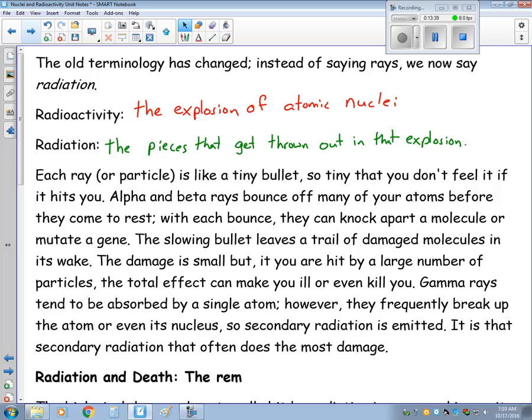Gamma rays, again, are the high energy electromagnetic waves. They tend to be absorbed by a single atom, so they frequently break up the atom or even its nucleus. So really what happens with gamma is that since it's breaking up atoms inside of your body, we get secondary radiation emitted. And it's that secondary radiation that causes the damage for gamma.